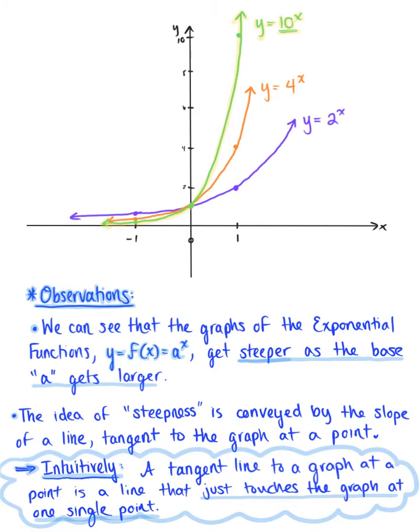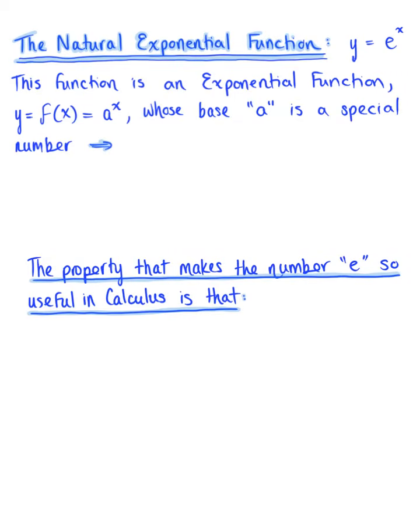So I want you to keep this intuitive understanding of a tangent line in mind as we transition to compare these common exponential base a's to the natural exponential base e. The most important exponential function for modeling natural, physical, and economical phenomena is the natural exponential function. Now, this natural exponential function is an exponential function, y equals a to the x, but specifically whose base a is a special number.